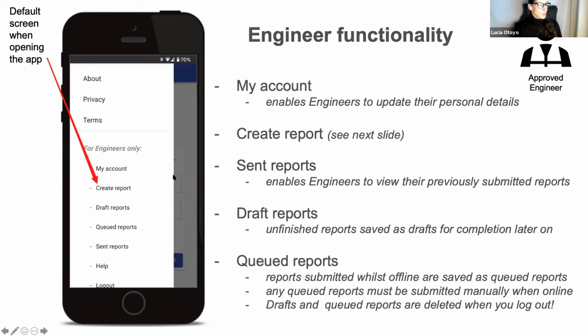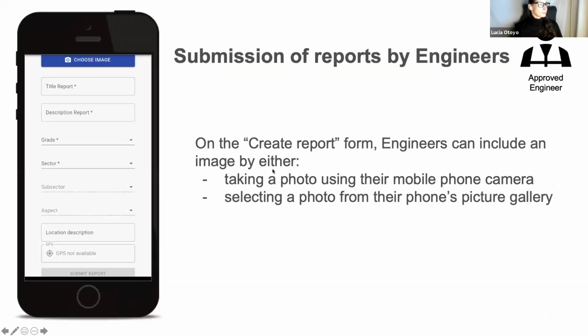Okay, so let's see the create report feature in more detail. This is what it looks like, the screen for submitting reports. The first option is to choose image, and you have two options. If you click on choose image, you can either take an image directly with your phone camera, or you can select a photo from your picture gallery. So maybe you've taken that picture previously. So there are two options.